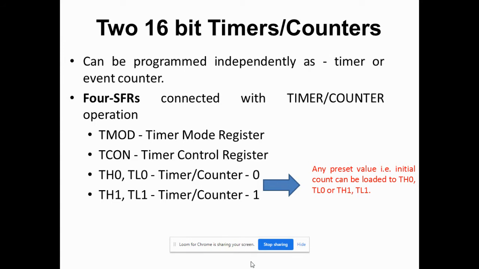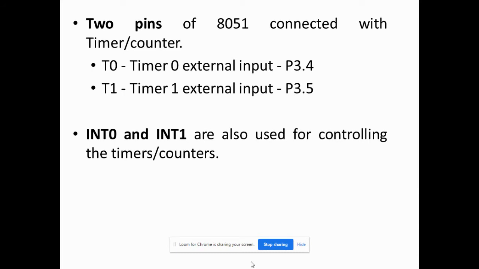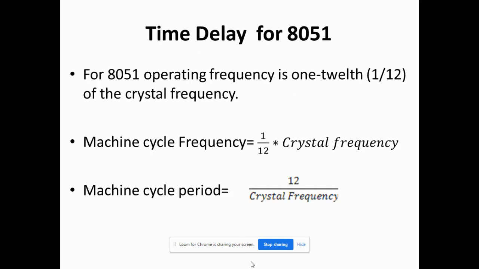or off the timer. To load the initial count, we can use TL0 TH0 registers for timer counter 0 and TL1 TH1 registers for timer counter 1. There are two pins of 8051 which are connected with timer counter. If you want to use timer T0, P3.4 pin can be used, and to use timer T1 we can use pin P3.5. INT0 and INT1 are also used for controlling these timers or counters. These timers are used to generate delay for 8051 programming.